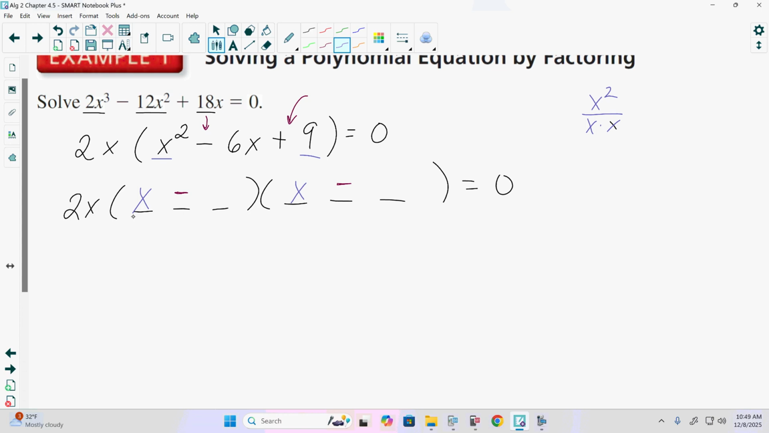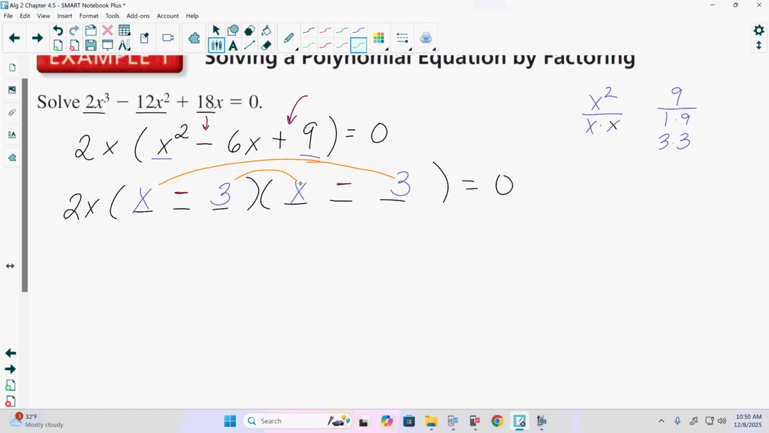Factors of the first term go in the first space in both of those parentheses. Factors of the third term: we're looking at the factors of 9, which is 1 and 9 or 3 and 3. At this point, we can try 3 and 3. And then the last thing we need to do is to check and make sure we got the correct factors.